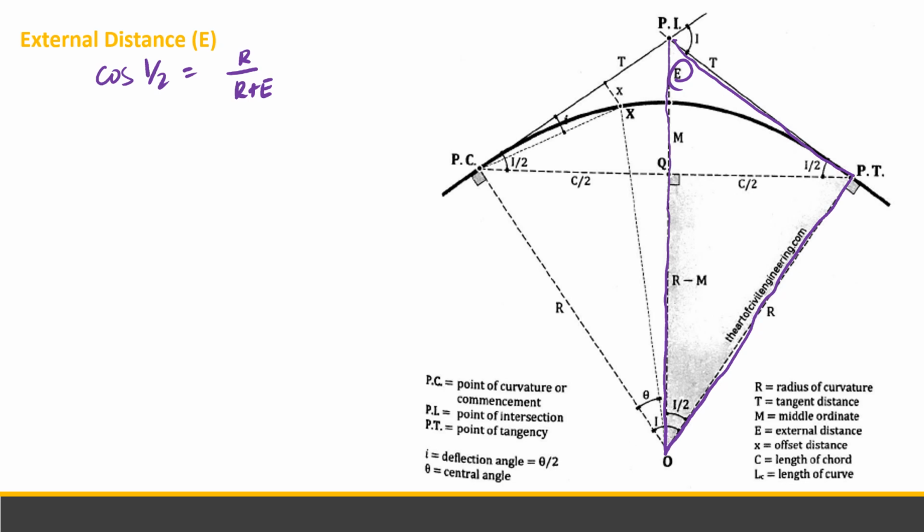Now, so simplify natin yung equation. So transfer yung R plus E dito sa kabila. So R plus E multiplied by cosine I/2 is equals to the R. So i-distribute natin E cosine I/2, then R cosine I/2, then i-transpose sa kabila, magiging negative R cosine I/2.